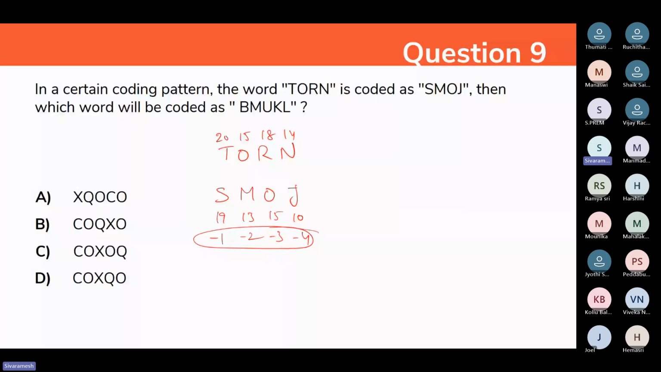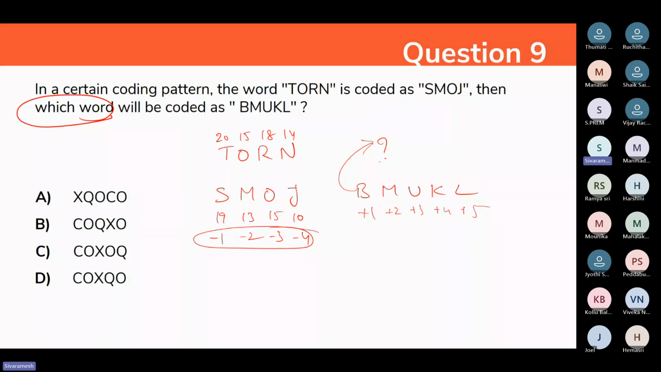What is actually difficult is to understand the question. People are thinking about what will be the code for BMUKL. Here, if you observe, which word will be coded as BMUKL means they are asking us to find the original word. They have already given the coded word BMUKL, and you have to find the original word, which means you have to go with the logic in reverse. So whatever it is, -1 -2 -3 -4, you have to go with +1 +2 +3 +4 +5.